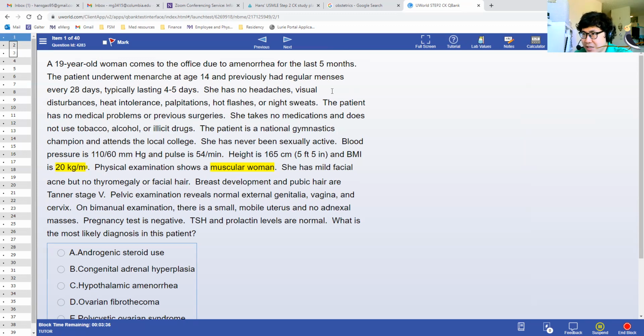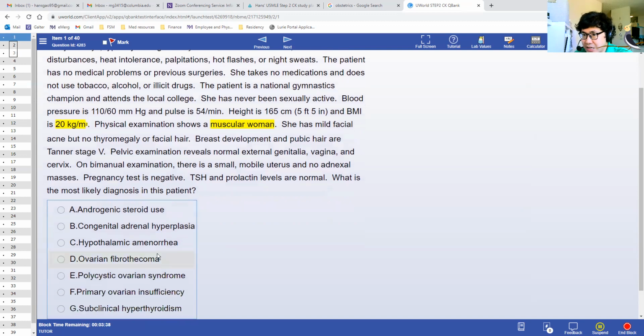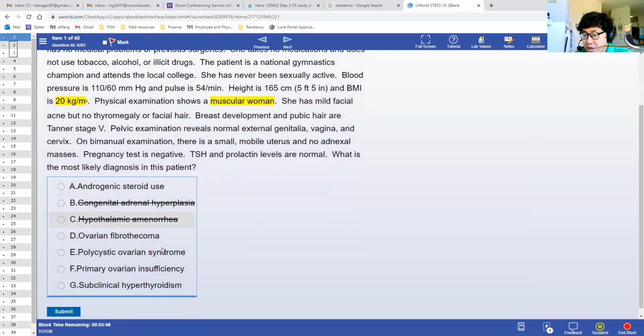And this will be a kind of a strange presentation at this late of an age. So I'm going to cross that off. Hypothalamic amenorrhea, unlikely. TSH and prolactin are normal. If that were the case, TSH and prolactin would be low.